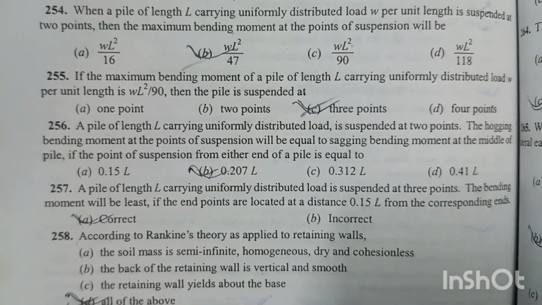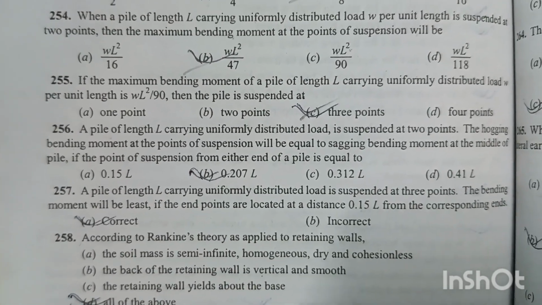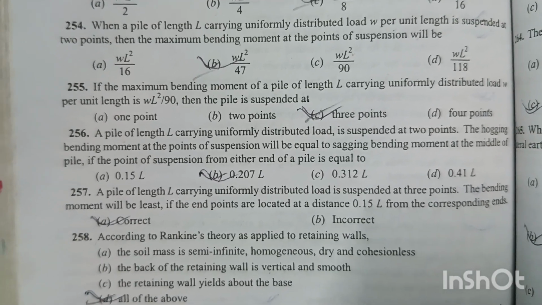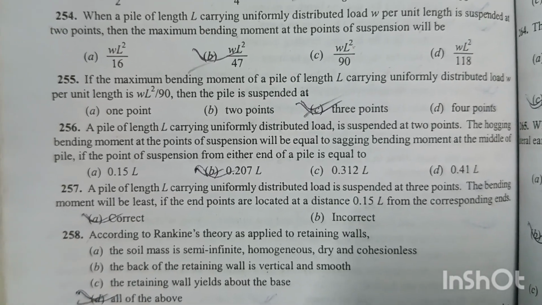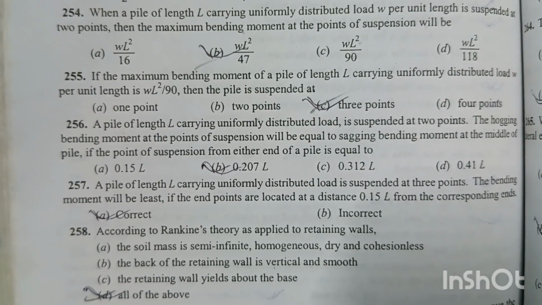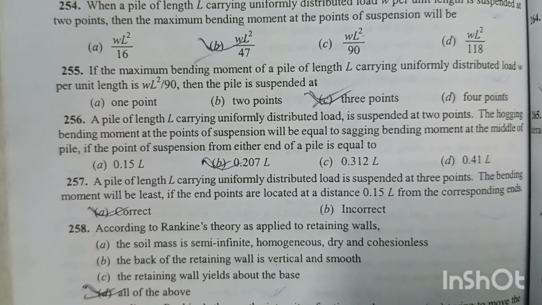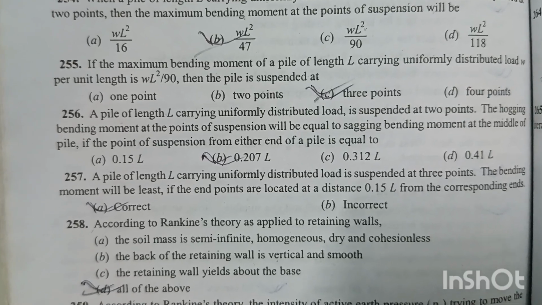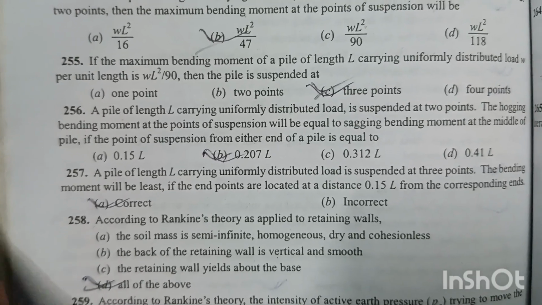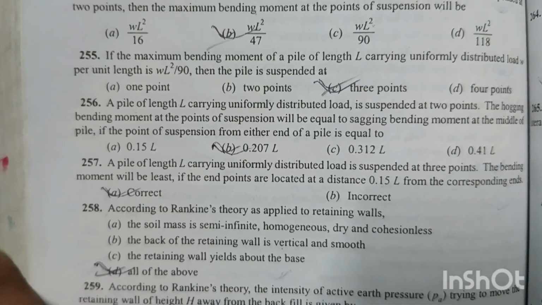Question number 258. According to Rankine's theory as applied to retaining walls, option A, soil mass is semi-infinite, homogeneous, dry and cohesionless. Right. Option B, back of the retaining wall is vertical and smooth. Right. Option C, retaining wall yields about the base. Right. Option D is the right answer, all of the above.